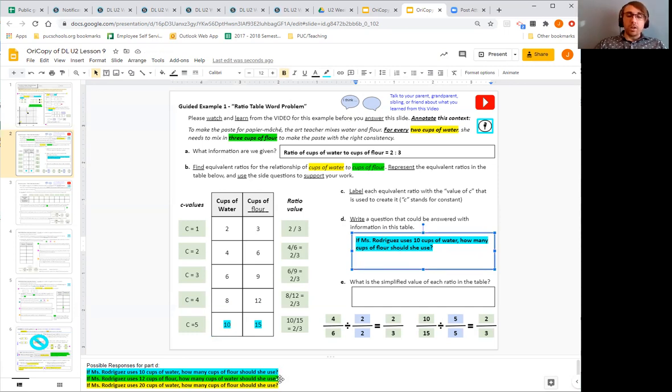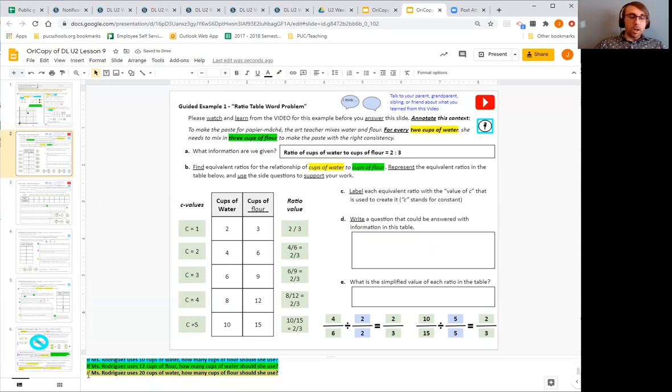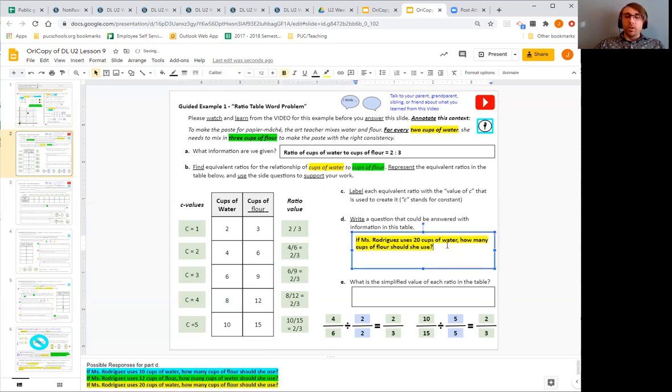Okay, so then another question that you could type, so instead of that one, you could choose a second question. And this is not a question you're going to be answering, it's just a question that we're asking ourselves. If Ms. Rodriguez uses 12 cups of flour, so here's cups of flour, go down to 12, then how many cups of water should she use? Based off of the table, it would be 8. All right, so you could choose that one, you could type that one, or you could also copy and paste or type the third question. So if Ms. Rodriguez uses 20 cups of water, how many cups of flour should she use?